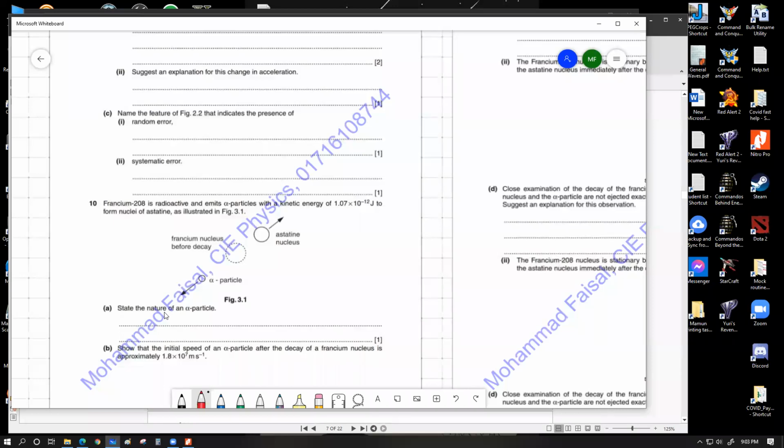This is a weird question. What do you mention for the nature of an alpha particle? You can write a lot of things. I would write it's the helium nucleus with plus 2e charge and 4u mass. I would write everything, but in the mark scheme I think they have only given that it's the helium nucleus. That should be okay for a 1 mark question.